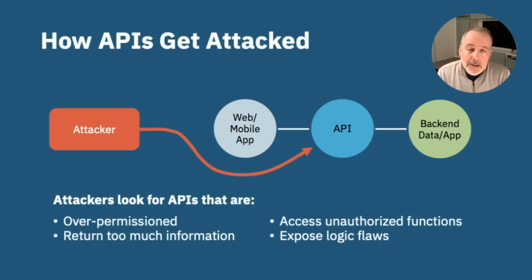And what attackers are looking for at that API layer, and what they often find, are APIs that are over-permissioned. They have access to more data, more functionality, more features than we expose necessarily in the UI. And they also expose logic flaws that might not be exploitable in the UI either. And this is the fundamental reason why APIs are such a ripe target for attackers.